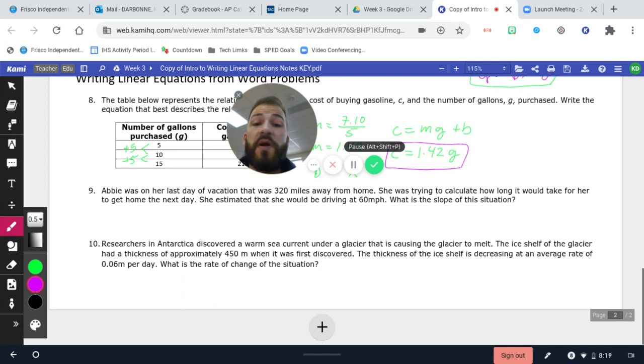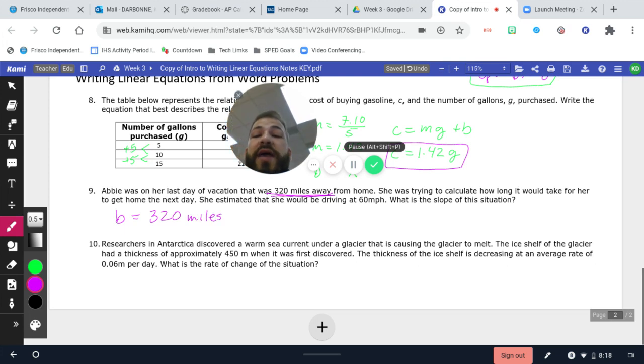The key thing with word problems is really understanding the situation. Abby is 320 miles away, and she wants to calculate how long it's going to take her to drive that full 320 miles. So we want an equation that's going to show us when she's going to get to 0, when she's going to be at her home. I would say 320 miles sounds like her starting position, her initial value. So b, our y-intercept, would be 320 miles.